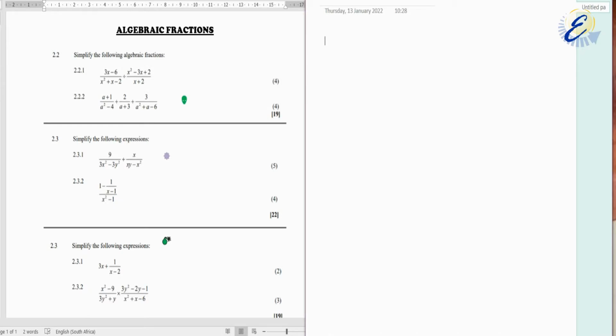Now, let's check here on our question paper. Here, they are saying simplify the following algebraic fractions. We are given the expression 3x minus 6 all over x squared plus x minus 2, divided by x squared minus 3x plus 2 all over x plus 2.